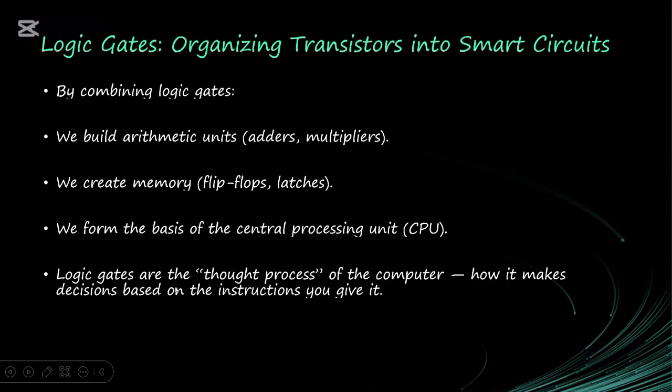So logic gates are the thought process of the computer, how it makes decisions based on the instructions you give it. Where computation occurs in your computer is on your logic gate. Everybody is using AI now, or we are using robots. Every decision they make or any computation they do goes down to the logic gate. So it's the logic gate that actually performs all this. The thought process of your computer is your logic gate.